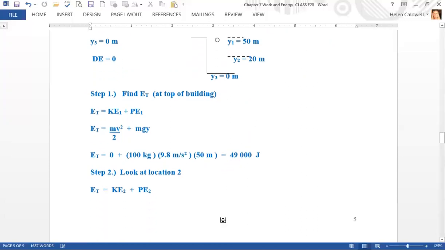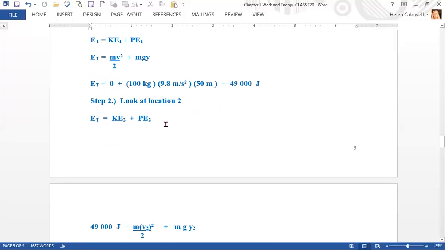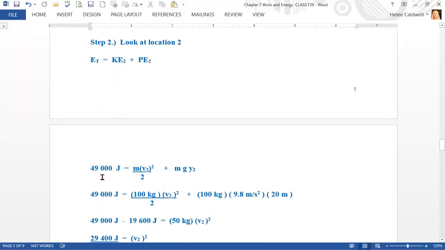Now we look at location 2. It's the same equation, kinetic plus potential equals total. Well, we know the total is 49,000 joules. So 49,000 joules is going to equal mv2 squared over 2 plus mgy2. If it helps you, you can put these symbols in parentheses. Looks like I got lazy. So 49,000 joules equals 100 kilograms. V2 is what we don't know, so we're going to solve for that. And 2 is 2. 100 kilograms times 9.8 meters per second squared times 20 meters.